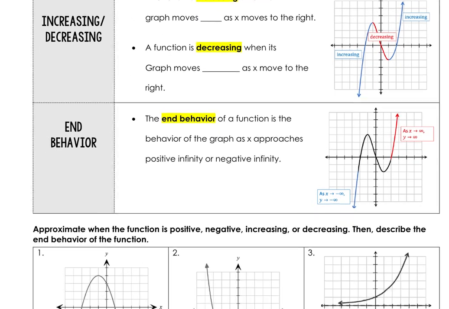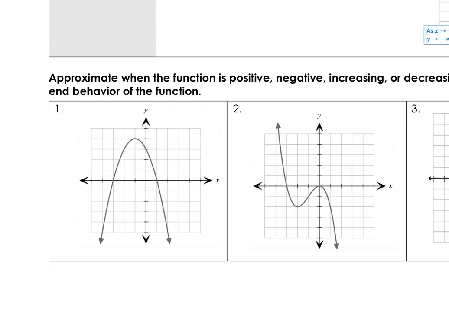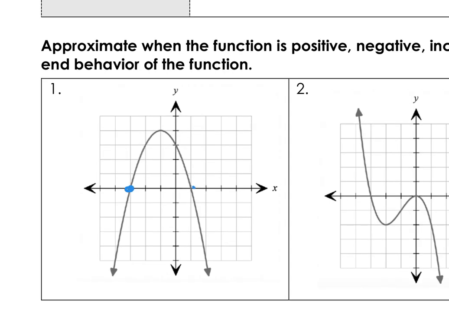So if we looked at these practice graphs, number one, if we're trying to identify where that graph is positive and negative, well, this graph has two x-intercepts. One at -3 and one at +1. This is where the graph is positive. This is where the graph is negative. So what we're doing with positive and negative is looking above and below the x-axis. That's what that means.